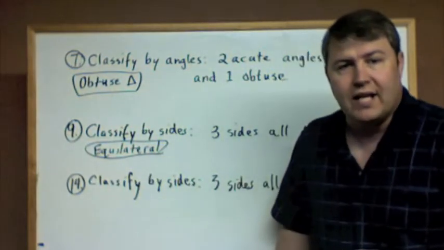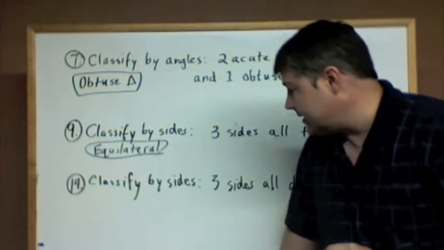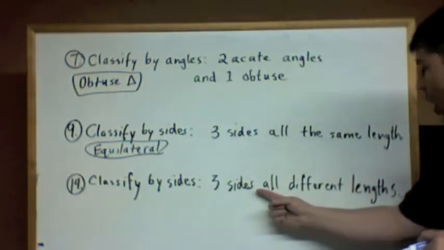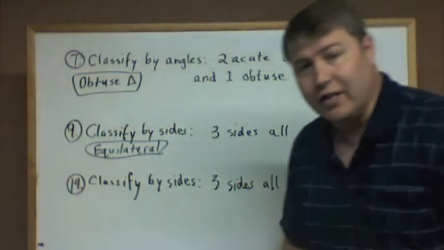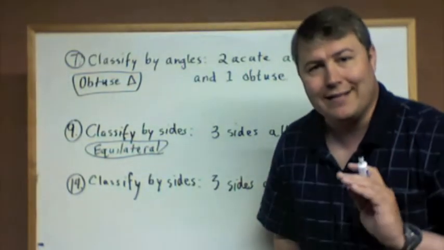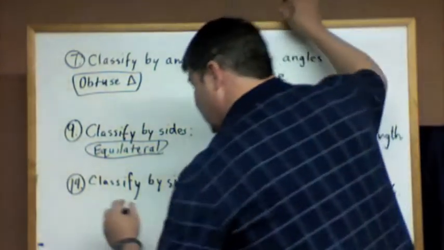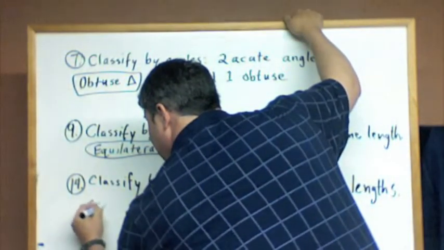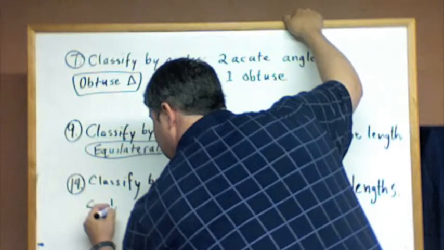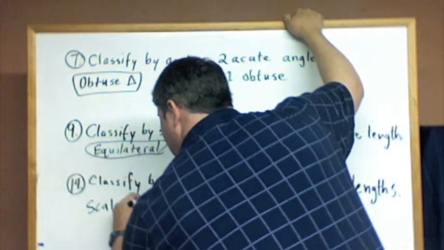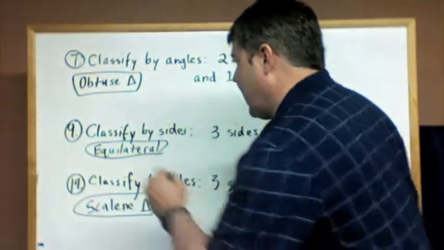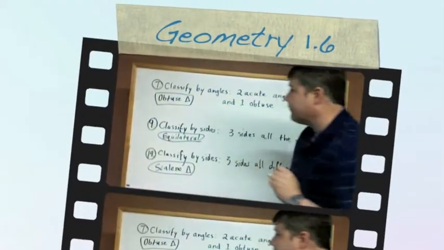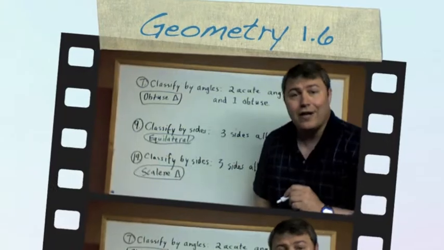Number 14 says classify by sides. Three sides, all different lengths. And of course, if they're all different lengths, then that's going to be a scalene triangle. I'll put scalene triangle. I didn't put my little triangle sign by the equilateral, but you get the general idea. All right, classifying triangles.